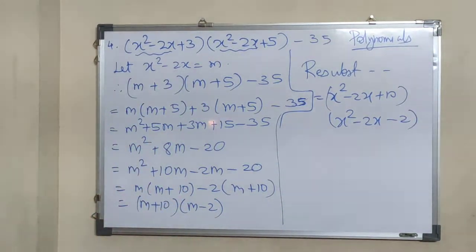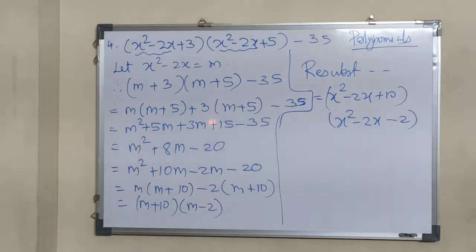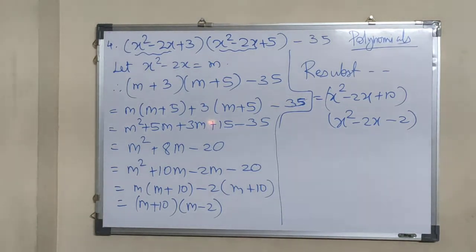Now, is it further possible? 10 and 2. 10 to get 2 is quite difficult. 10 ones are, 5 twos are. Minus 2, from there to get a minus 2 is not possible. So your answer is this. Is that very clear? So with this, we have finished with the exercise.